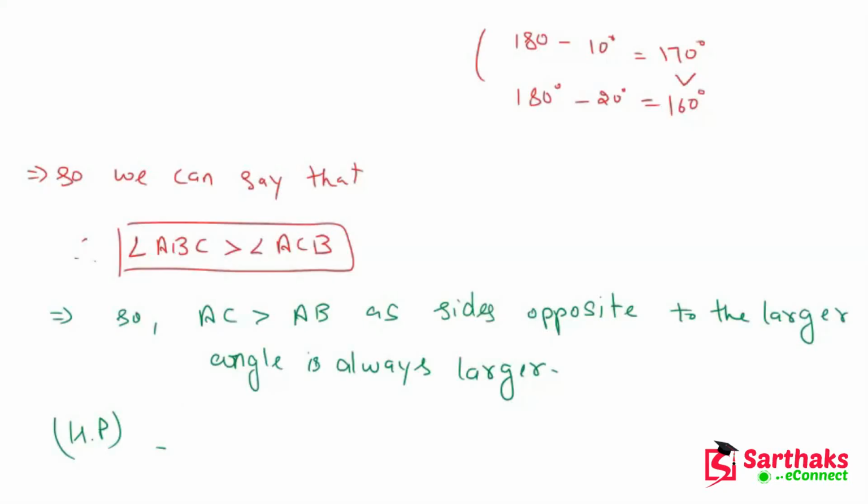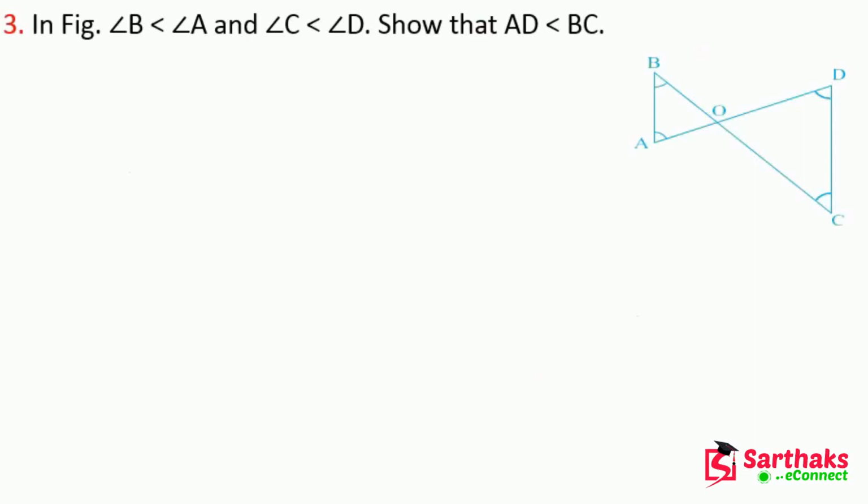Now the next question is: in the figure, angle B is less than angle A, and angle C is less than angle D, and show that AD is less than BC. Okay, so how can we prove this?